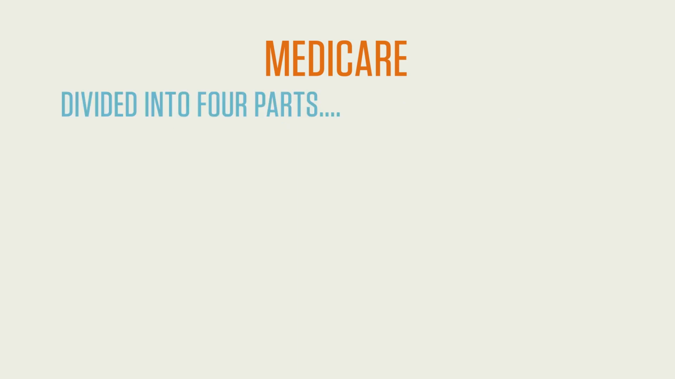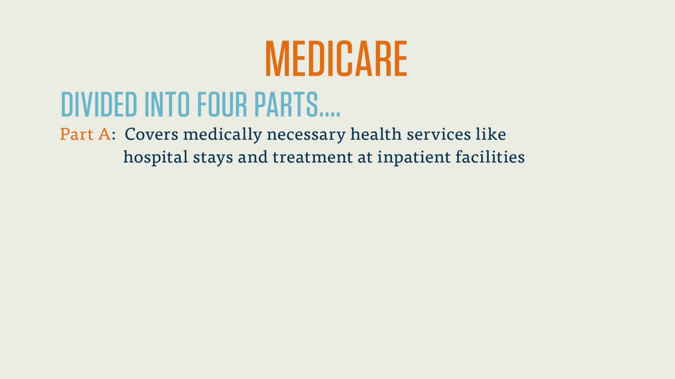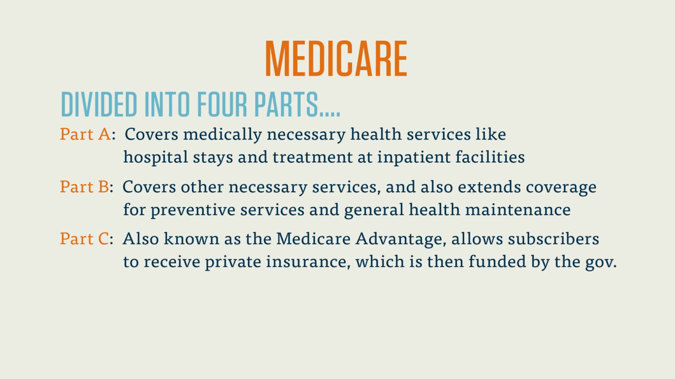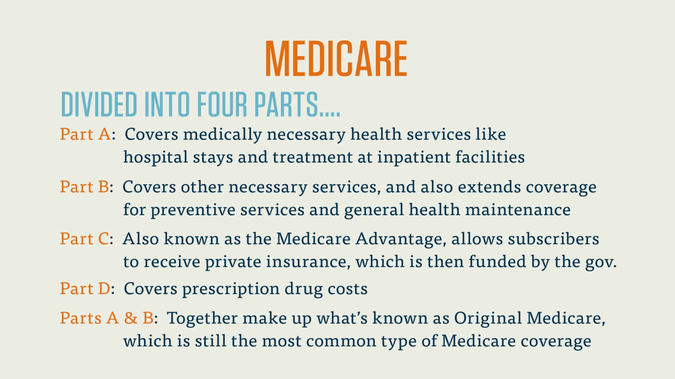Medicare is divided into 4 main parts, each of which covers a certain type of health care. Part A of Medicare covers medically necessary health services like hospital stays and treatment at inpatient facilities. Part B covers other necessary services and also extends coverage for preventative services and general health maintenance. Part C, also known as the Medicare Advantage, allows subscribers to receive private insurance, which is then funded by the government. Part D covers prescription drug costs. Parts A and B together make up what's known as Original Medicare, which is still the most common type of Medicare coverage.